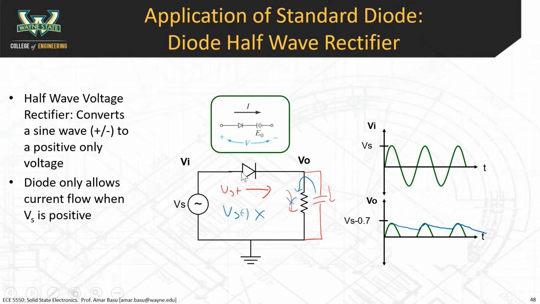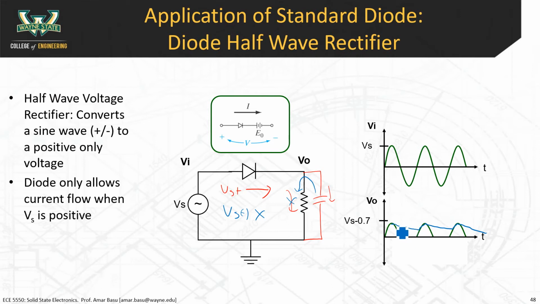So when the voltage is positive, you have current going through the resistor, and you're charging the capacitor. So the capacitor is building up charge and storing energy. And when Vs is negative, there's no current going through the diode. So essentially, you just have this charged capacitor and a resistor here. The capacitor discharges its charge through the resistor, and that's why you see the voltage decreasing here like this.